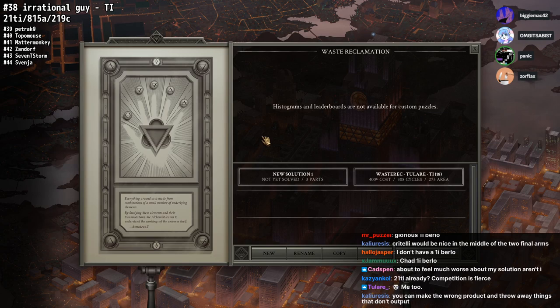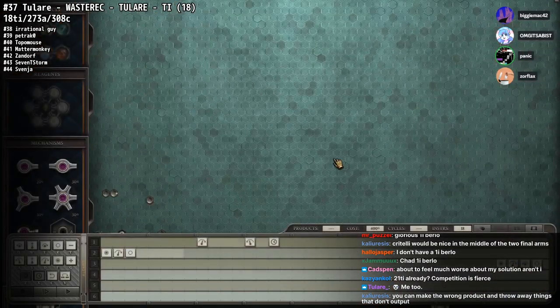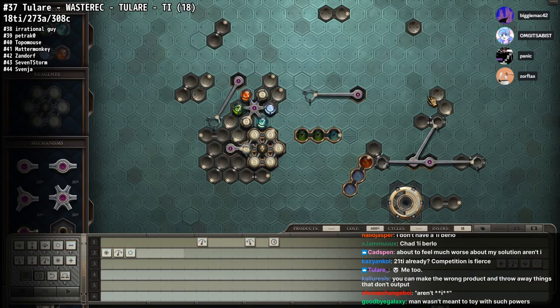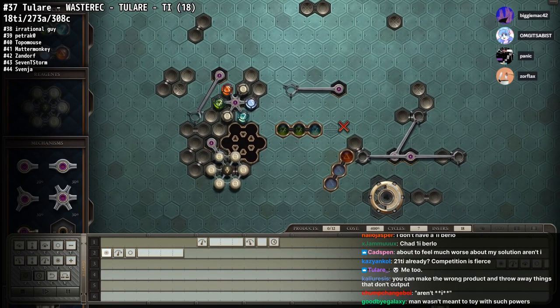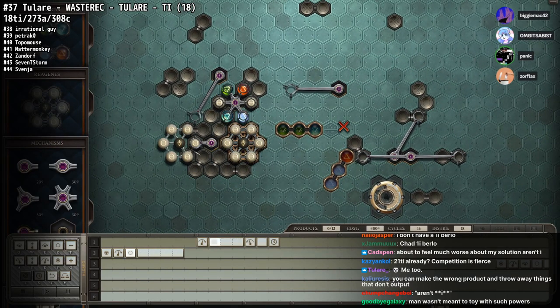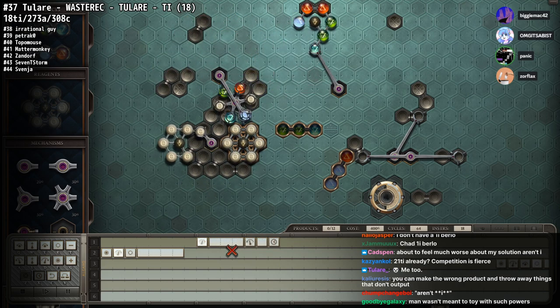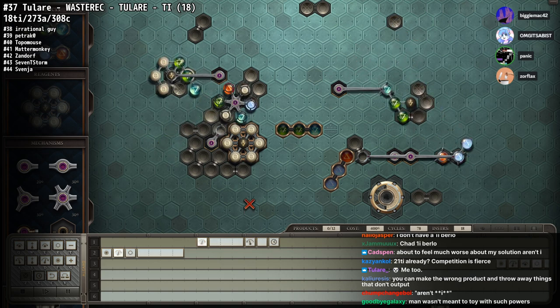All right, up next at 18 TI, we have Tular. Oh, zoom up. 18 already? Holy shit, okay. So this looks like a 1/6. 37th place are already in 18. Oh no, this is 1/2 T, but the Brillo just swings back and forth like that, and then it uses both sides of the Brillo.